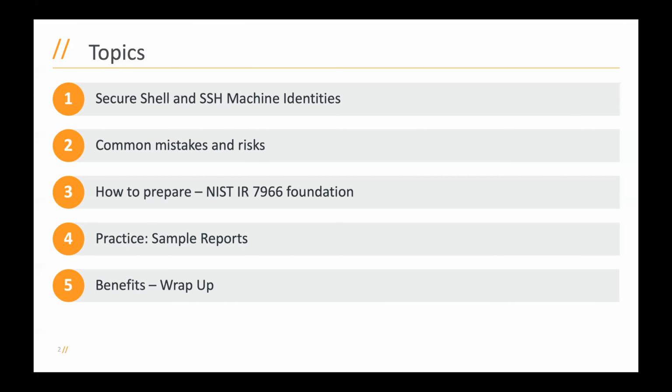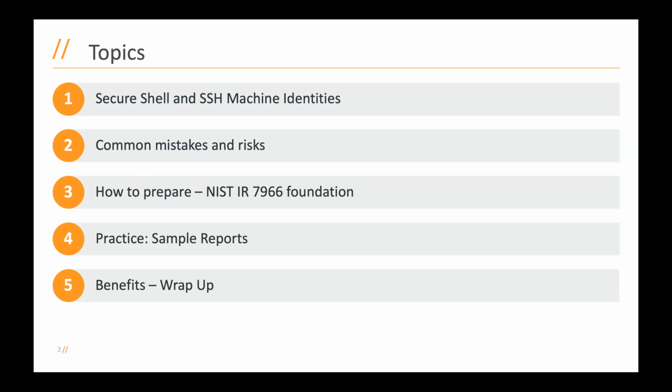Cool. Here are the topics I'm going to talk about. First of all, for those who may not be up to speed, we'll talk a little bit about what is SSH, secure shell, and what are SSH machine identities. I'm going to talk about some common risks that we're seeing, some common mistakes. I will talk briefly on a best practice called NIST IR 7966 as a foundation. Then I want to share a couple of dashboards that I've seen people implementing when working with SSH keys, and see exactly how a practice could look and how these reports could look. And then we'll wrap it up at the end. I expect this presentation to take 20-25 minutes, and we'll definitely leave some questions at the end.